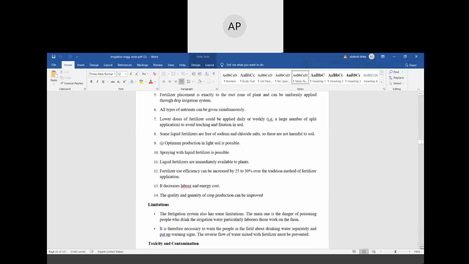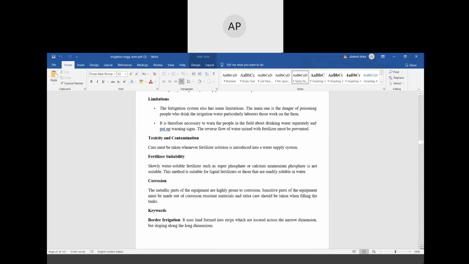And there are some limitations of fertigation. That means these are the disadvantages of fertigation. The fertigation system has some limitations. The main one is the danger of poisoning of people who drink the irrigation water, particularly laborers who work on the farm. It is therefore necessary to warn the people in the field about drinking water separately and put up warning signs. The reverse flow of water mixed with fertilizer must be prevented.